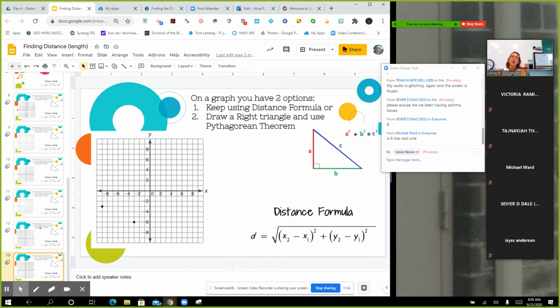So try this one on your own. Find the height of the triangle, find the width of the triangle, or find the ordered pairs and put them in the equation, whichever one you think is going to be your favorite method.